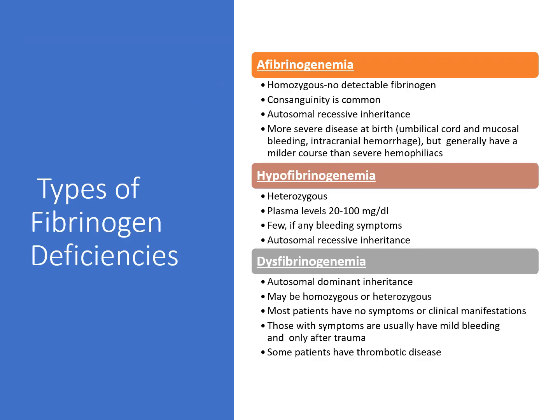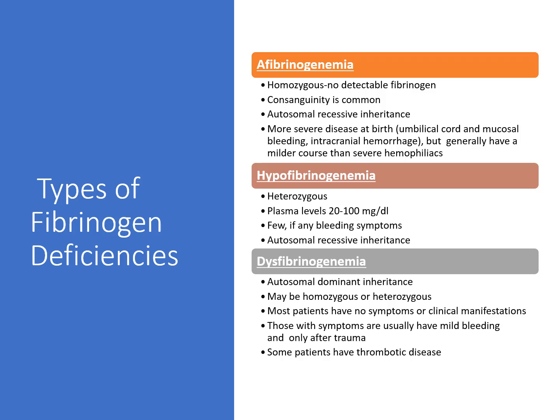So these inheritable types of fibrinogen deficiencies are really three. First, we have afibrinogenemia, which is homozygous with no detectable fibrinogen. So these people cannot clot. It is a more severe disease at birth, so the umbilical cord and mucosal bleeding, baby may have intracranial hemorrhage, but they generally have a milder course than severe hemophiliacs.